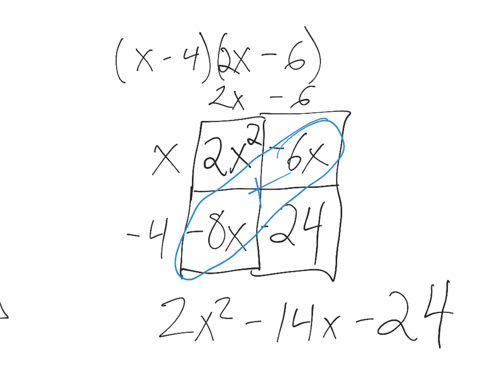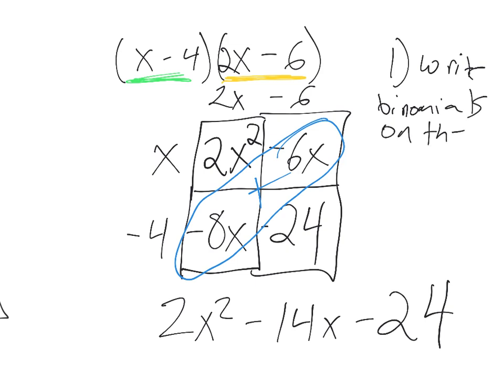Okay? So those are 3 examples of how I would go about this using area models. So the first step, as we saw, is on the side, we write the binomials, one is green, one is yellow. So I write the binomials on the side.